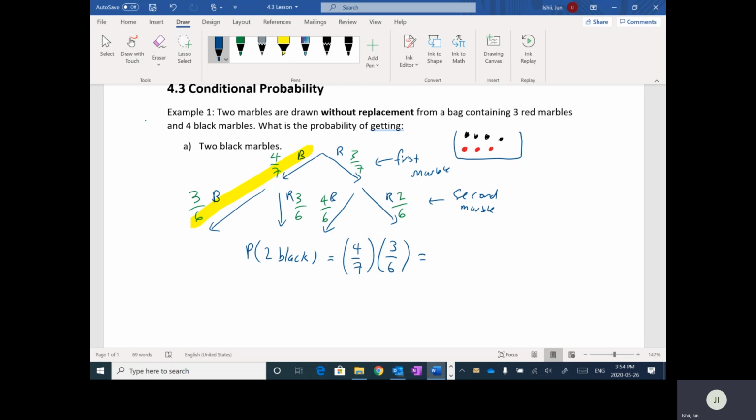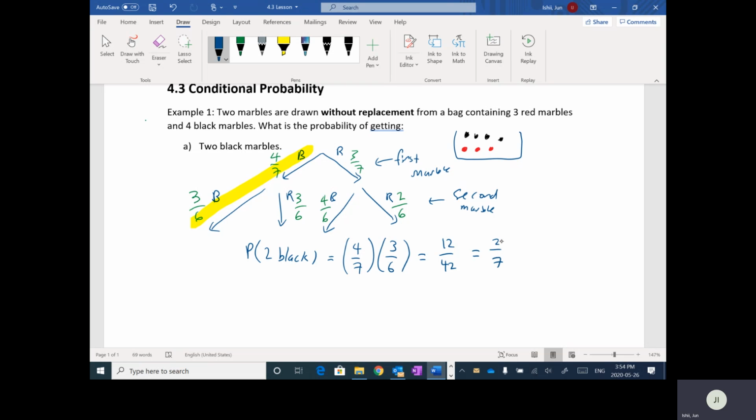So I know 3 out of 6 can reduce to 1 over 2 as well. All right, so let's just multiply this out. It's 12 out of 42. And this actually reduces as a fraction to, let's see here, I can divide by 6. So 2 out of 7.